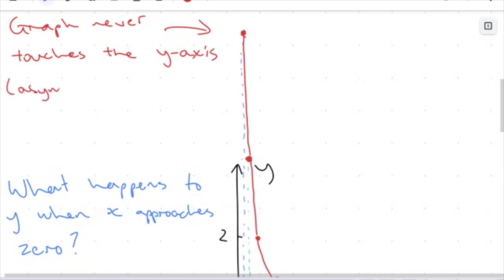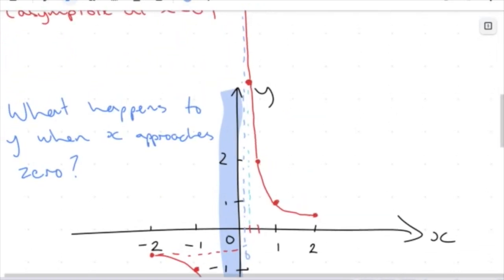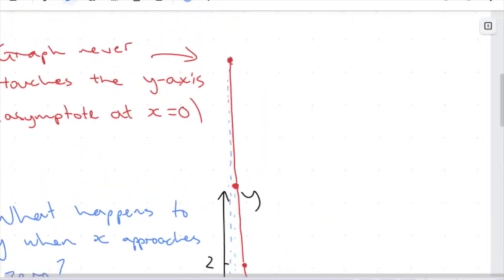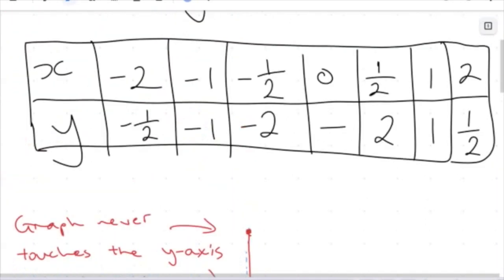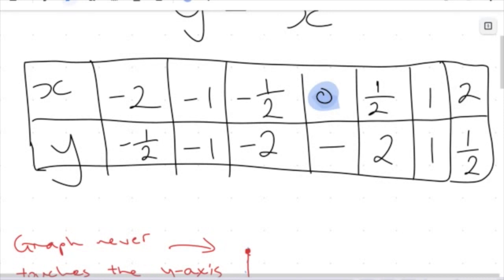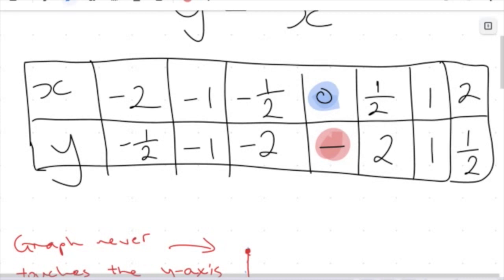In other words, we can say that there is an asymptote at the y-axis, or in other words, the line x equals 0. So this y-axis, or the line x equals 0, is actually an asymptote. So as the x values get smaller and smaller, my graph's going to keep shooting up and up, but it will never actually touch the y-axis. And that is because at this value of x equals 0, my graph is undefined. There's no value of y here. It would be mathematically impossible.